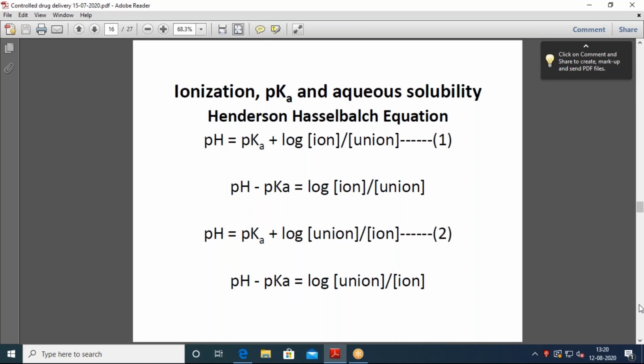Are you able to understand? Yes? And the drug concentration, what will happen is in the gastric media. For example, you are trying to dissolve ketoprofen. Somebody has swallowed ketoprofen, or any acidic drug for that matter.